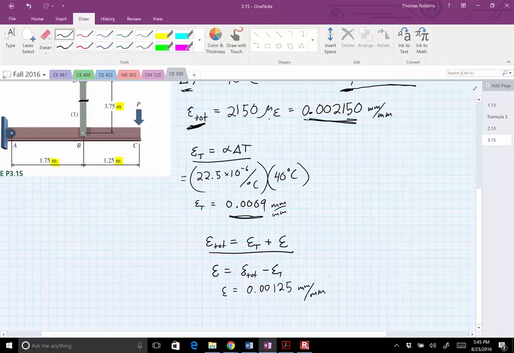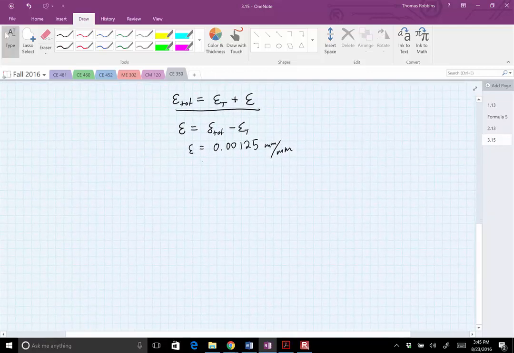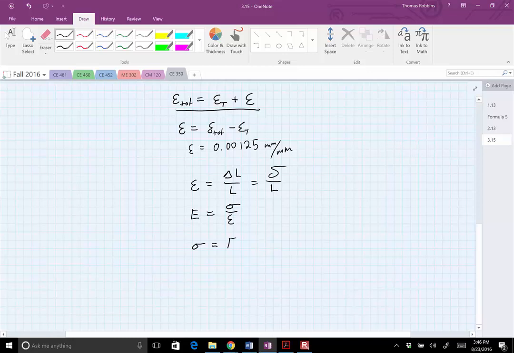So all that work, and what did it get me? Yay, I got an answer. What does it mean? Who cares, right? So this answer is epsilon, but we need to go back to the formulas that we've used in the past. Epsilon equals delta L over L, which we could also say equals our deflection over L. But we have another one: Young's modulus equals stress over strain, so sigma over epsilon. Or we can say stress equals Young's modulus multiplied to strain, right?